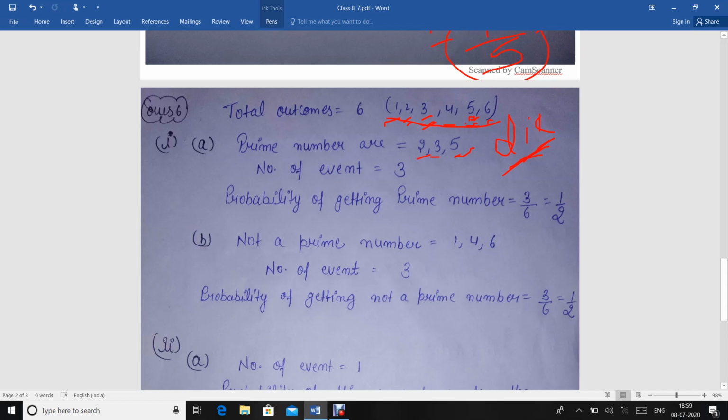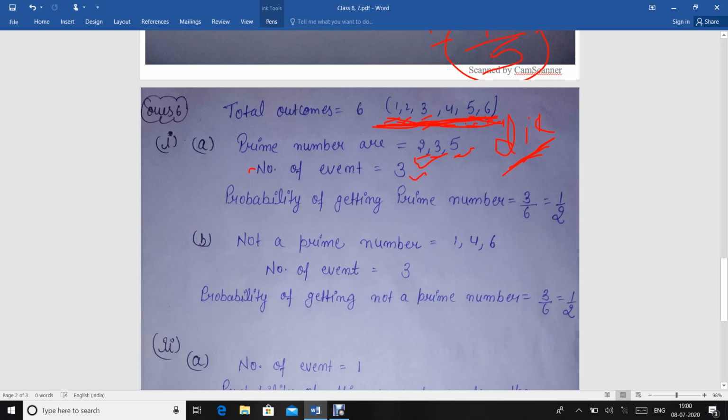There are 3 prime numbers in this question. Out of these, there are 3 prime numbers out of these 6 outcomes. So the number of events is equal to 3, and we have to find the probability of getting a prime number. For this you have a formula: number of events upon total outcomes.